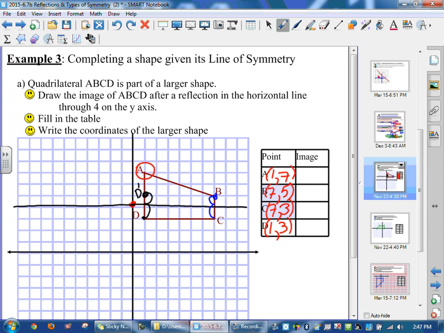I do the same thing with A. Look at A. A is 1, 2, 3 steps away from the line. So I go 3 steps the other way. 1, 2, 3. So there's my A prime down there. B prime, 2 steps away. He trades places with C. So that's our B prime now. And now I join the dots. So my new object is going to go here.